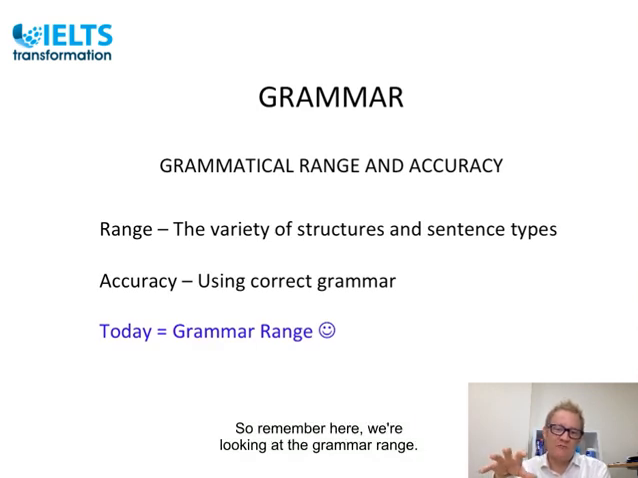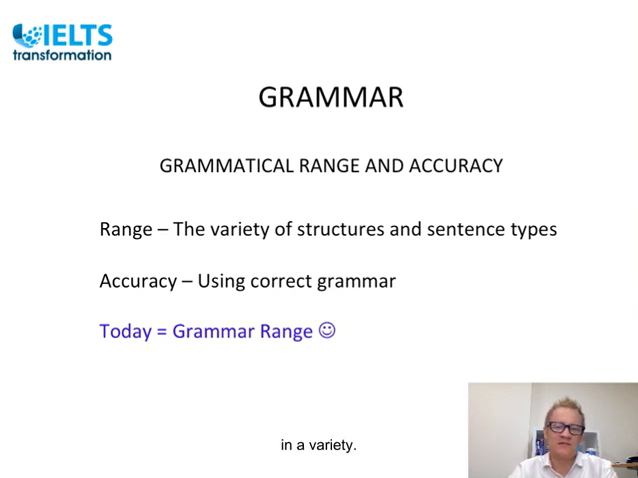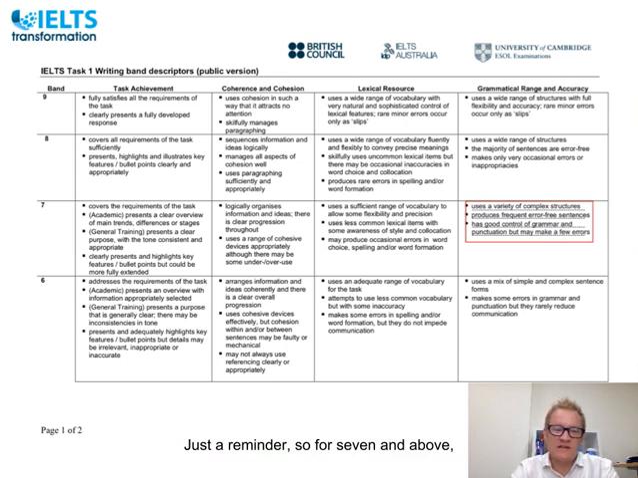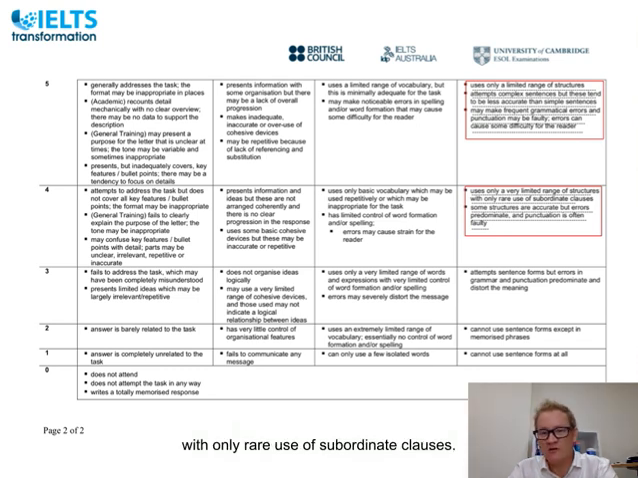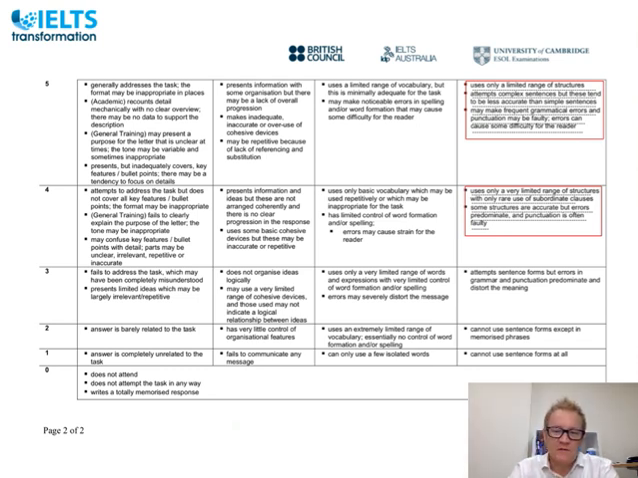So remember, here we're looking at the grammar range. So we're trying to show a mixture of sentences and a variety. We're not particularly focusing on accuracy, which is not making mistakes, using the correct grammar. Just a reminder, so for 7 and above, we need a variety of complex structures and frequent error-free sentences. 6, a mix of simple and complex sentence forms, some errors in grammar. 5 is a limited range of structures, and it attempts complex sentences, but these tend to be less accurate than simple sentences, so more mistakes. And a 4 is a very limited range of structures with only rare use of subordinate clauses. So let's get into it.